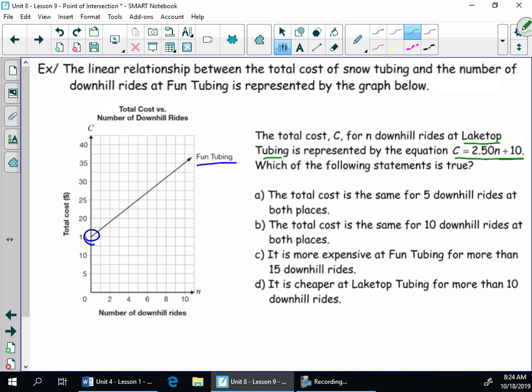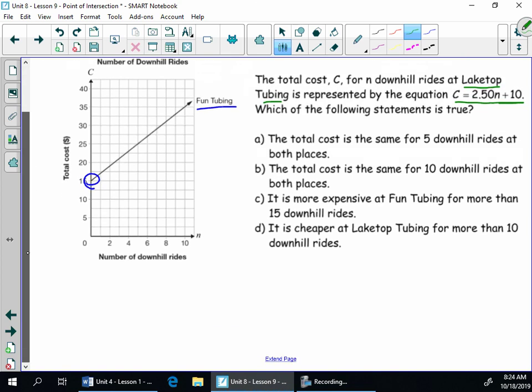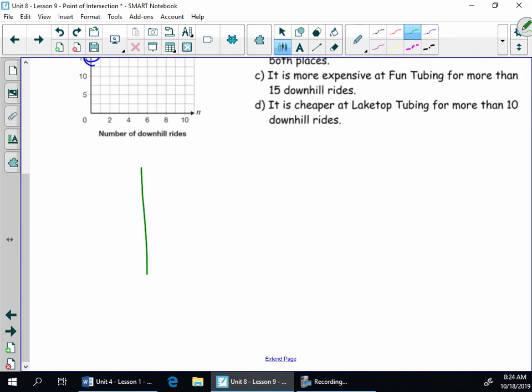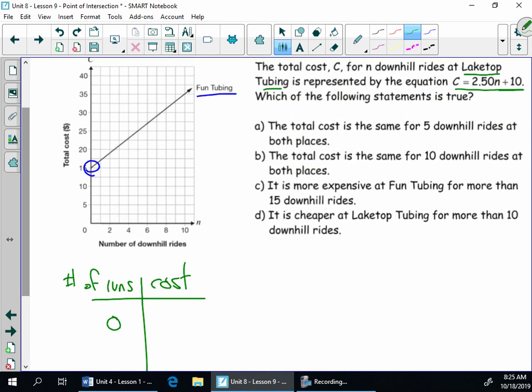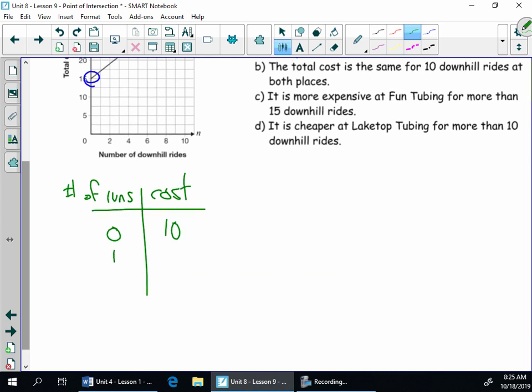Now it's hard to compare because I don't really have them on the same graphs, but I think we could fix that by making a new graph. So let's talk about the number of runs and the cost. Okay, do we have an initial value? Yes, we do. Starting at $10. And for every run, it's going to go up $2.50. So 1 and $12.50. 2. And if we add $2.50, you get $15. 3, $17.50. 4, $20.